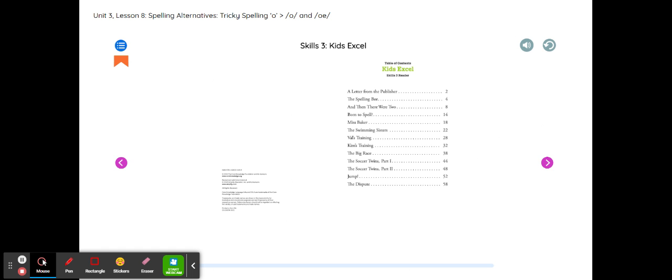Now we have our table of contents. So remember, the table of contents lists the titles that are in the book, in this case a magazine, and it shows us what page number it starts on. How many stories make up this series about the swimming? Let's see. So The Swimming Sisters is here. That's 1. Val's Training, 2. Kim's Training, 3. And then we have The Big Race. So there's 4 stories that make up the series for the Swimming Sisters.